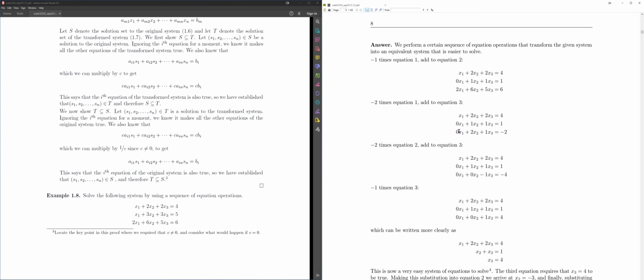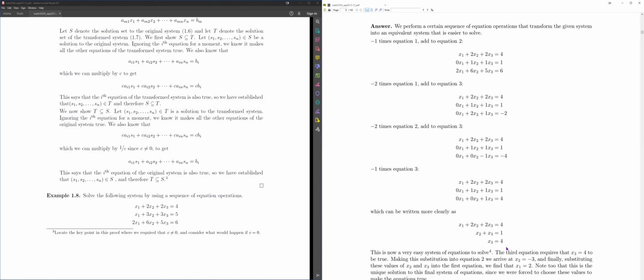And similarly, I will get rid of this 0 over here by multiplying this equation by minus 2 and adding it to this one, right? Okay, and I keep going like that until I get this triangular form, right? Okay, so we talked about that last time.